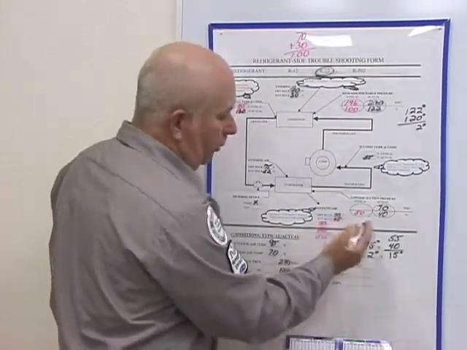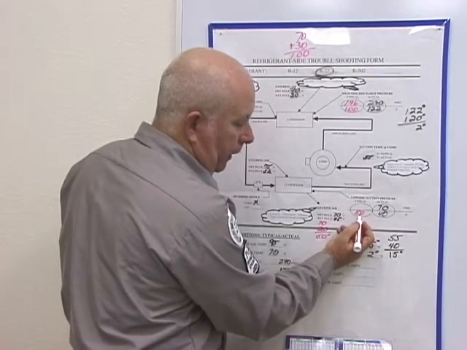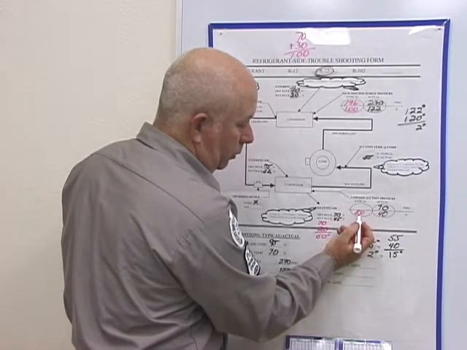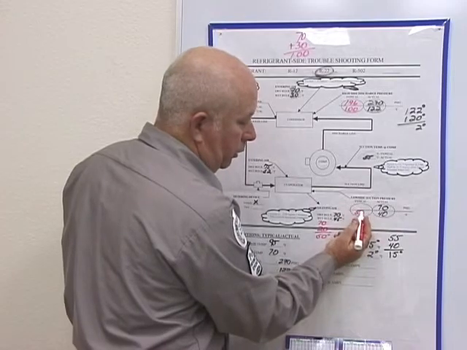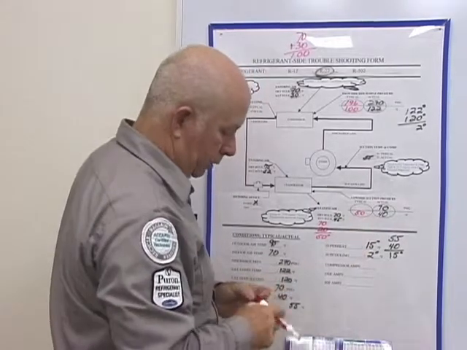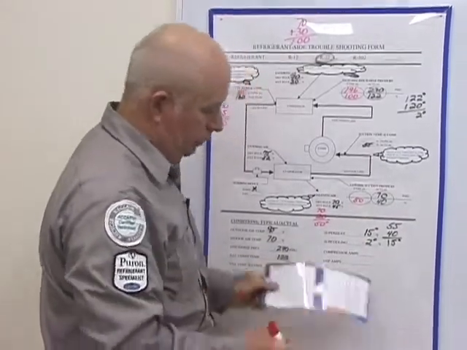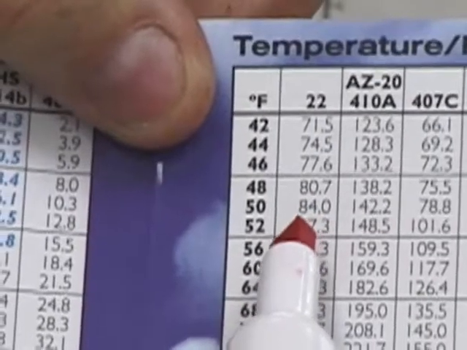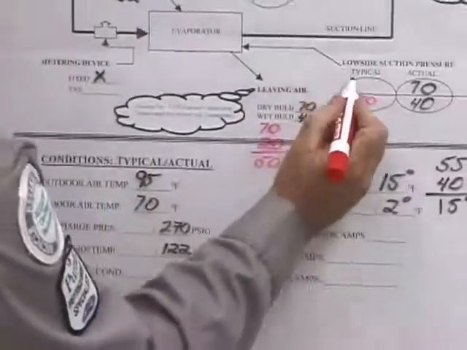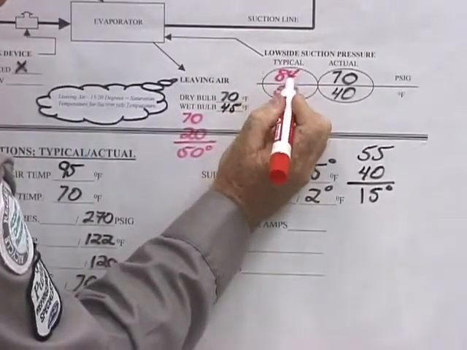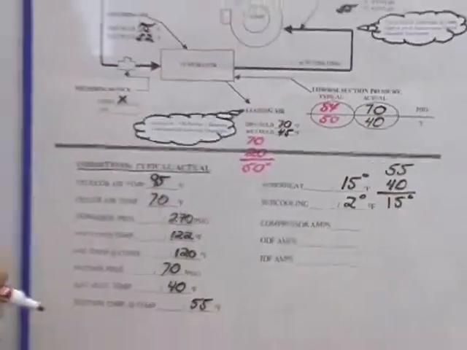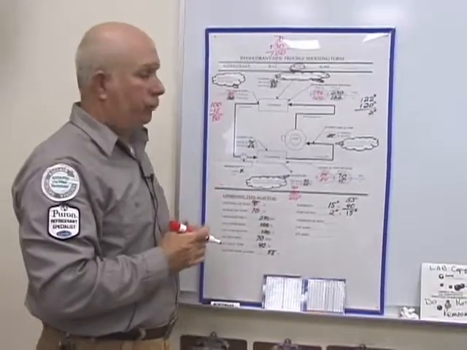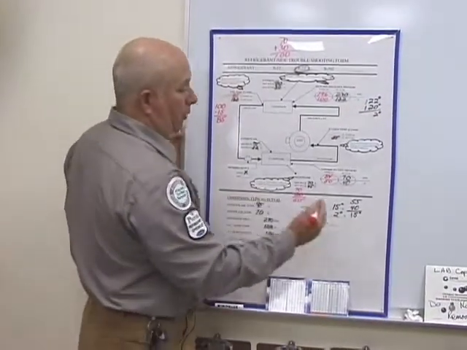So now I know that my evaporator pressure or saturation temperature is 50 degrees. Again, I look at my card, I find 50 degrees, I move over to my right under R22 and it's 84.0. So 84 psig. That should be what my pressure is reading.